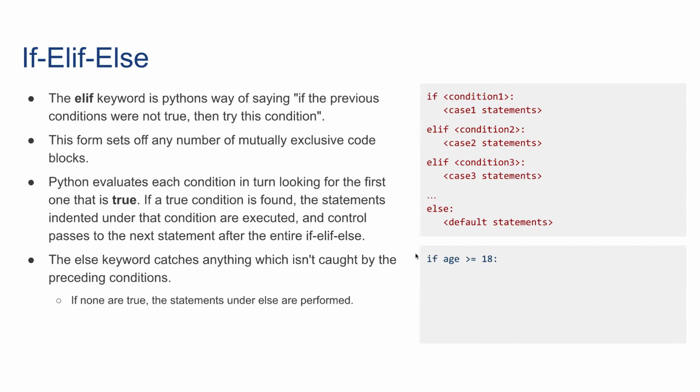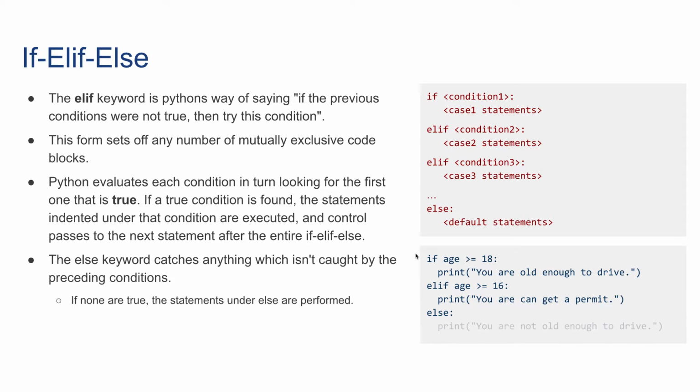And then here's an example. So if we have the integer age, and then if age is greater than or equal to 18, the statement to be executed. Elif age is greater than 16, and finally an else case.